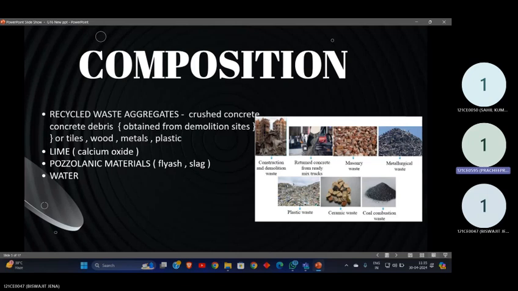So what is the composition of recycled waste aggregate concrete? The recycled waste aggregate concrete is made from the recycled waste aggregates, the first one being the crushed concrete. This is derived from demolished concrete structures, including buildings, roads, bridges. After being processed, these crushed materials can replace natural coarse aggregates in new concrete. Second is crushed masonry. In some mixes, aggregates from masonry waste like bricks, tiles are used. These are generally softer and more porous than concrete aggregate.